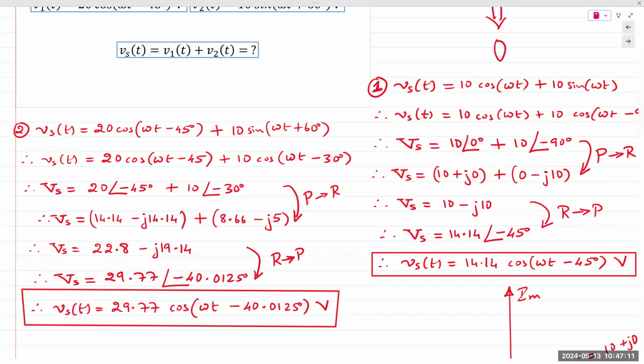The angle, the equation for that is tan inverse of y over x. So this is 22.8 is x, 19.14 is y. And so you can go tan inverse of y over x. And then the magnitude of the vector you obtain from Pythagoras theorem. So square root of x squared plus y squared, 29.77.